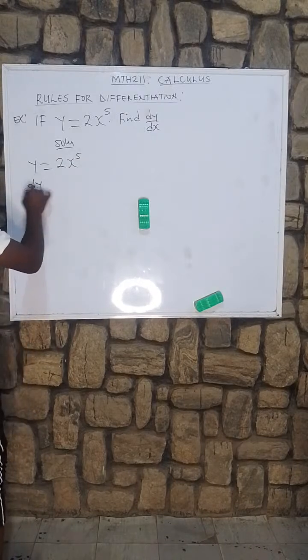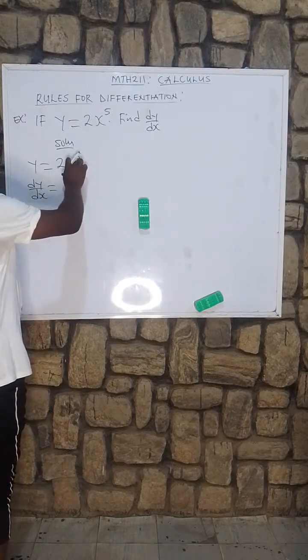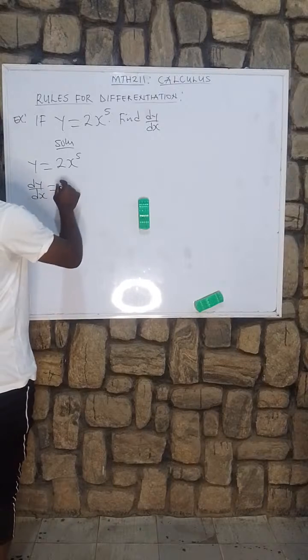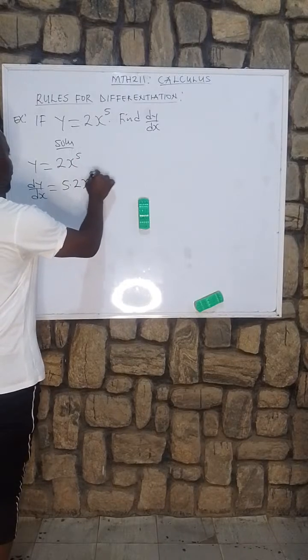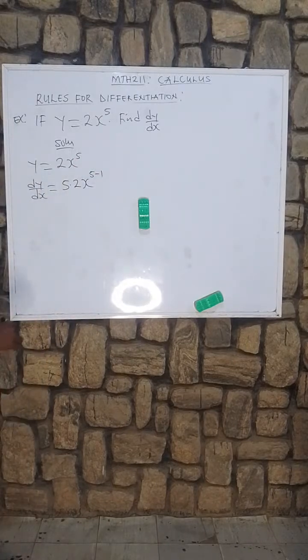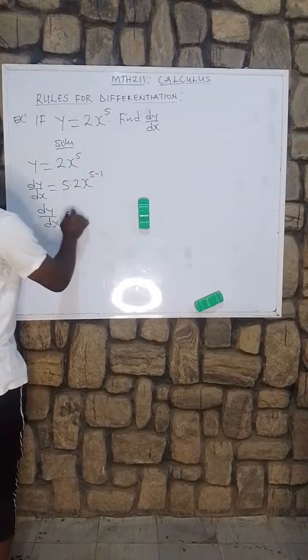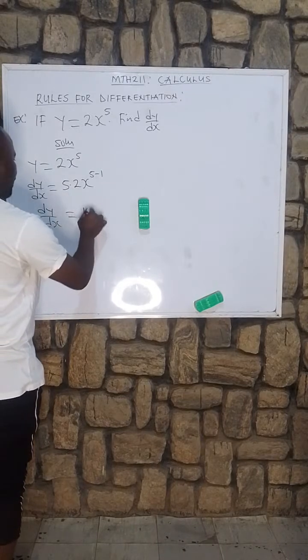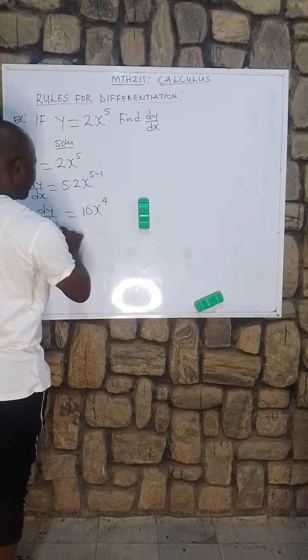So our dy over dx is equal to, this is your n, which is what? 5. Then this is your constant, 2. So use this n, 5, to multiply the constant. It means 5 times 2x raised to the power of 5 minus 1, according to the formula. So our dy over dx is equal to 5 times 2, 10x raised to the power of 5 minus 1, which is 4.